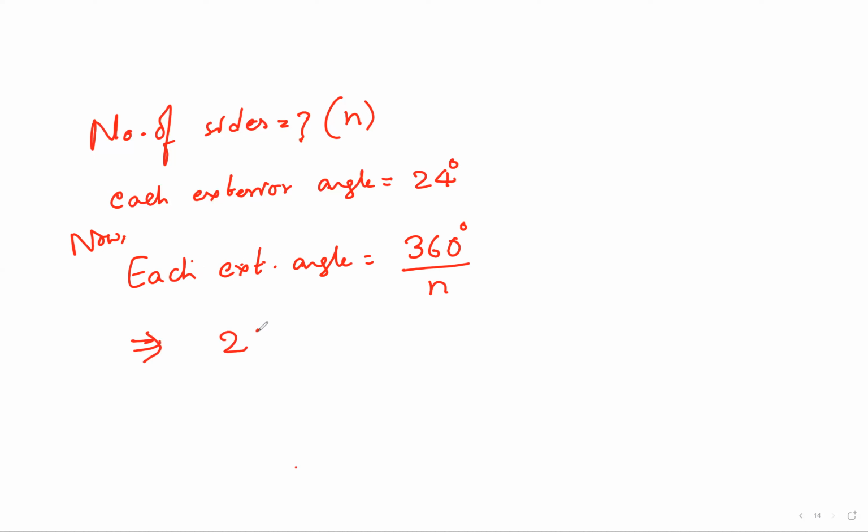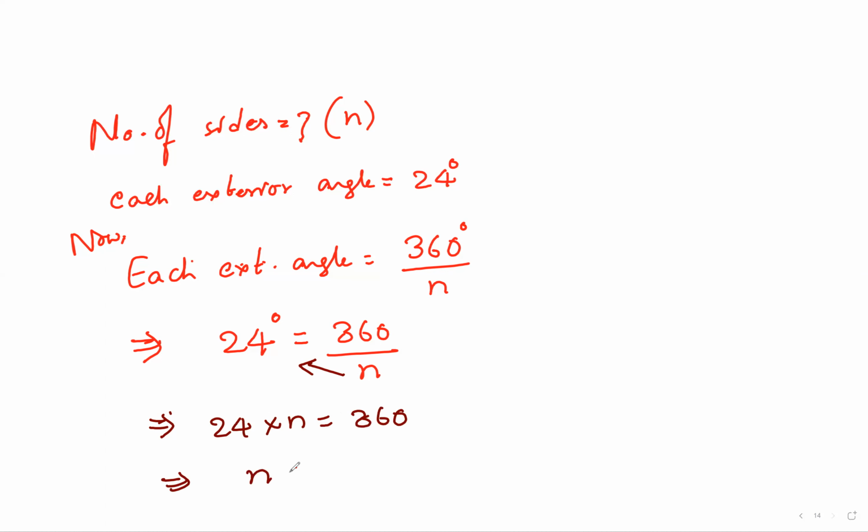Now substitute. He has given each exterior angle is equal to 24 degrees, and it equals 360 degrees divided by n. Now you have to find n. So transpose n to the other side since it is in the denominator. So 24 times n is equal to 360 degrees. Now n is equal to 360 degrees divided by 24. So I think 24 in 122, it is 5 times. Therefore, what is the number of sides? The number of sides is equal to 15.